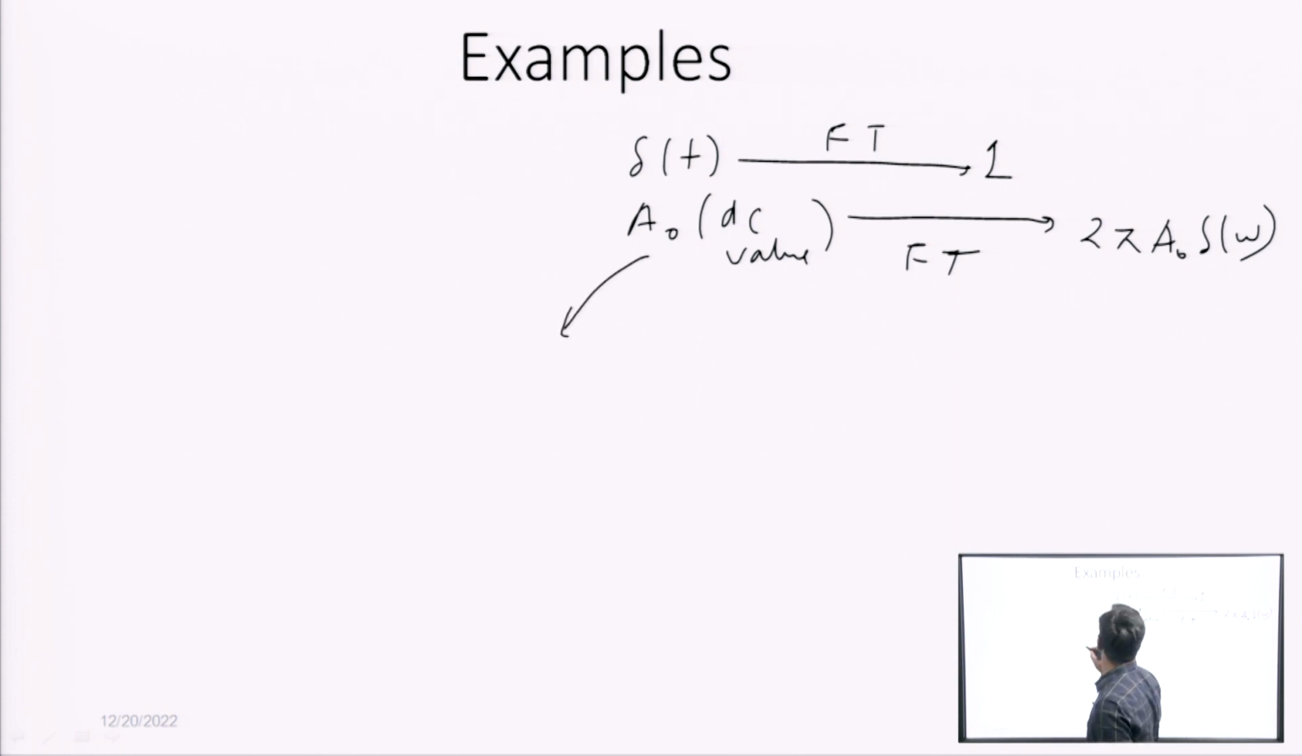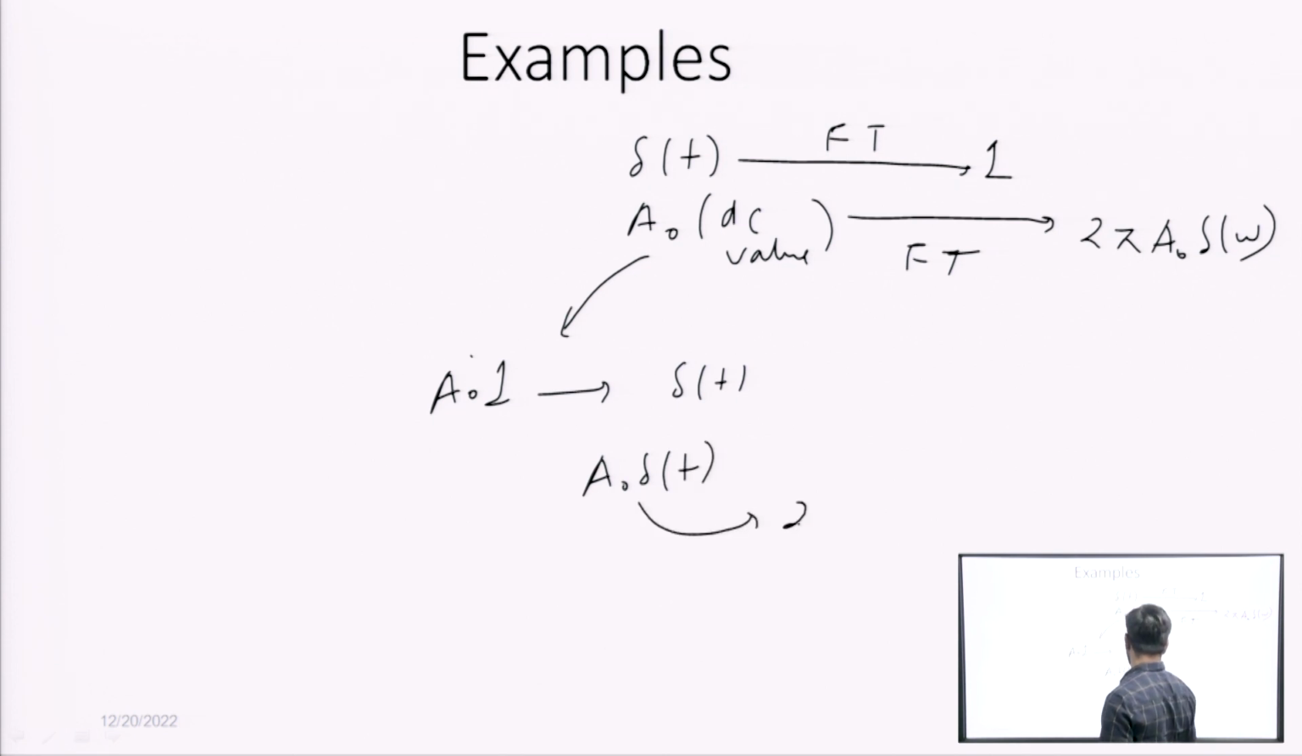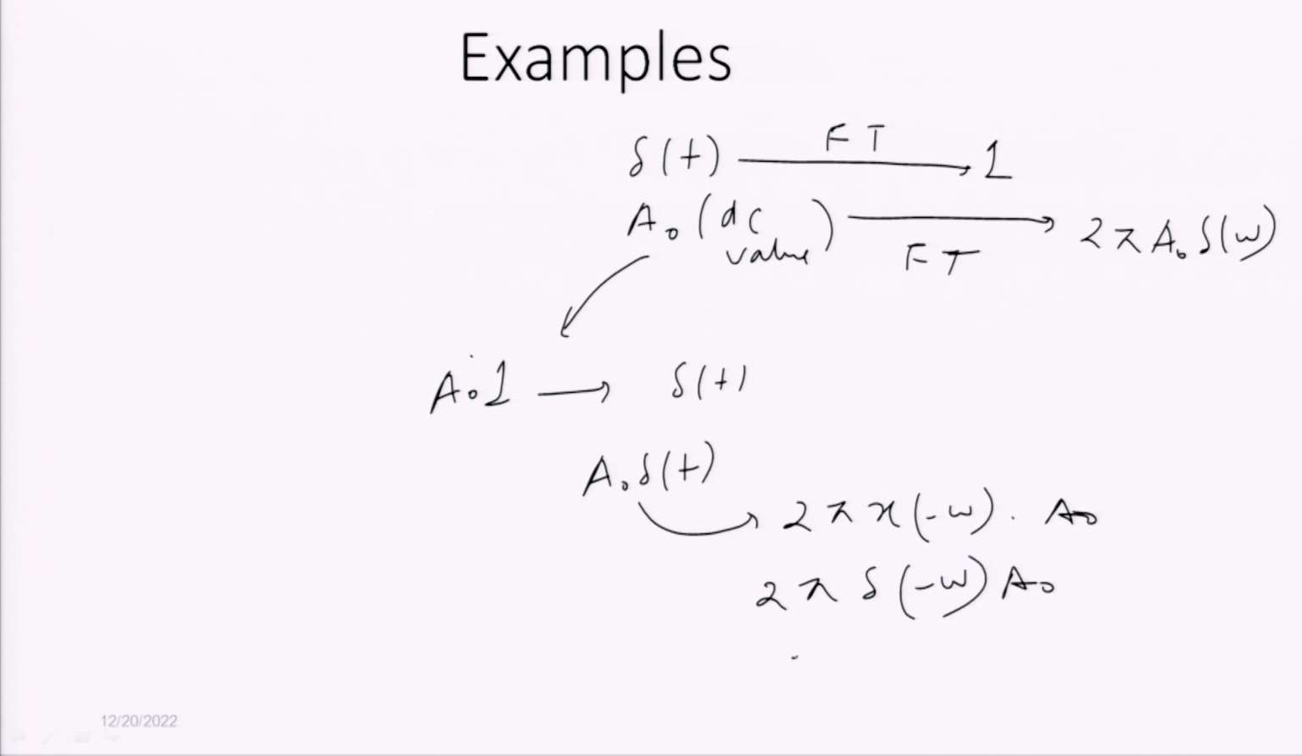How? See, if 1 is the Fourier transform of del t, then you have to find it for a naught. So, for a naught we take a naught del t, and now 2 pi x minus omega. So, here we will get 2 pi into a naught, 2 pi del minus omega into a naught. So, we will get 2 pi a naught del omega, because del minus omega is equal to del omega. There is no change if you do the time reversal. So, del minus omega is basically del omega.